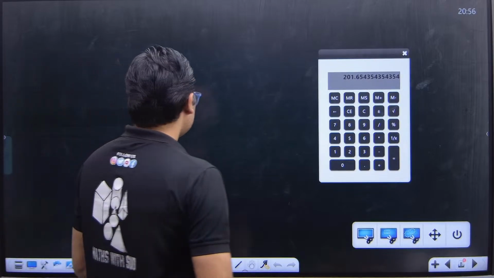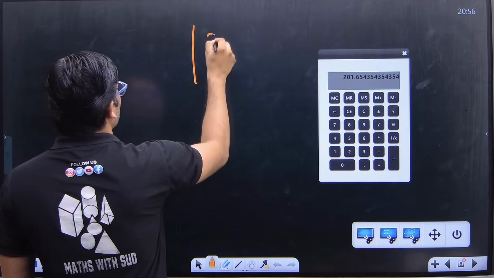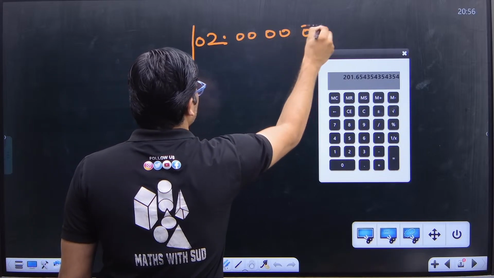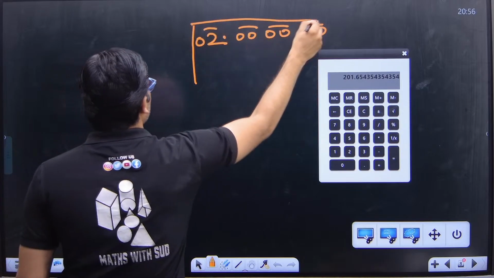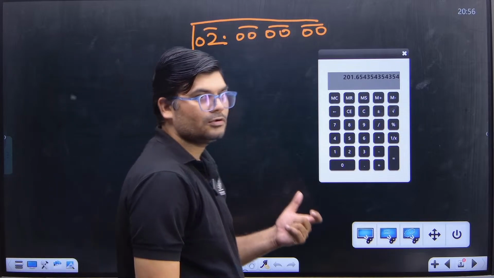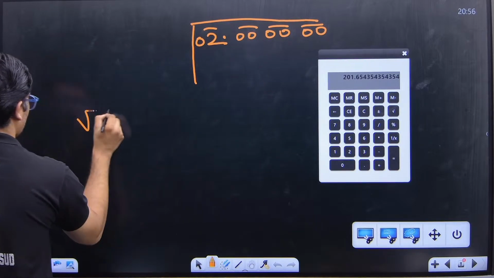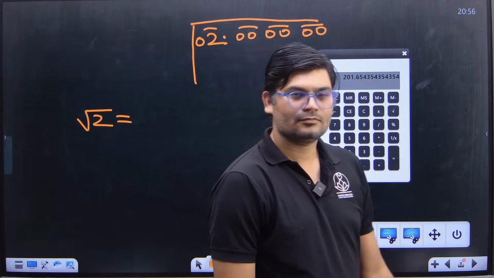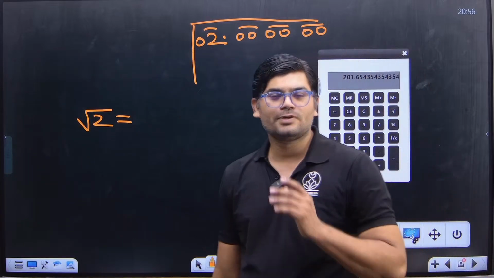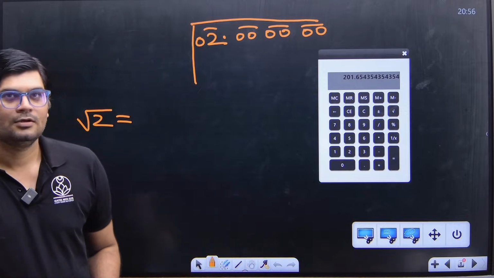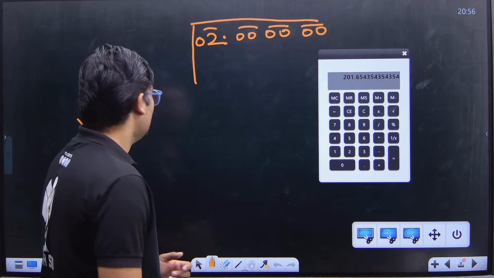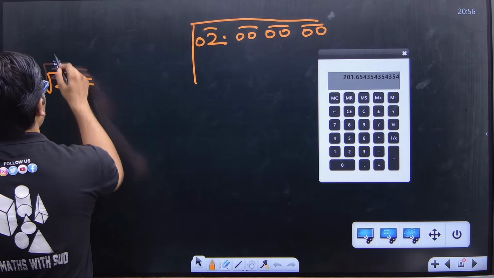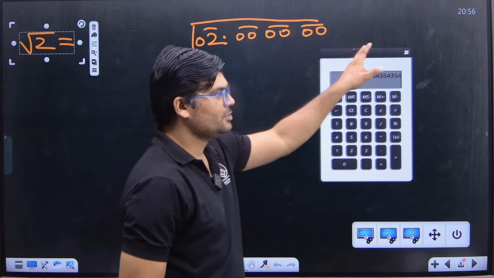Okay, so do you know how to find the square root of 2? Do you know how to find a square root of 2? That means this value. Only if it's a perfect square, I know how to find. Okay, if it is not a perfect square, you don't know how to find? Okay, so if it is not a perfect square, then I will tell you how the root has to be found out.